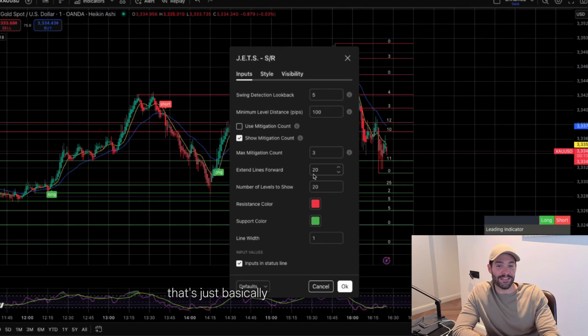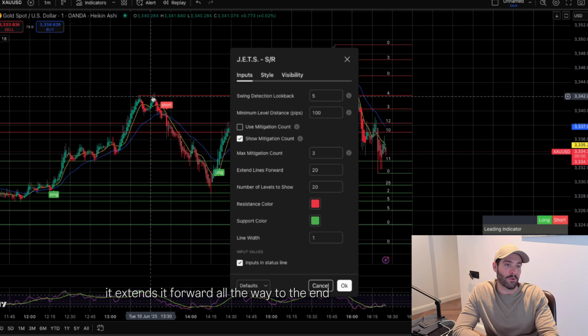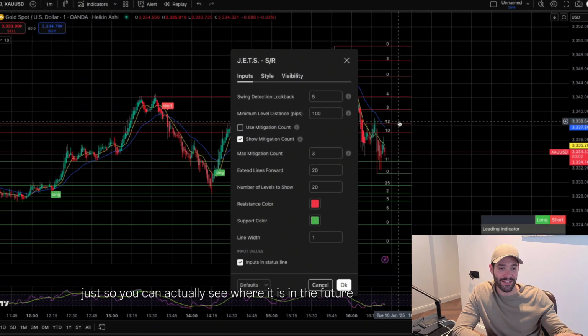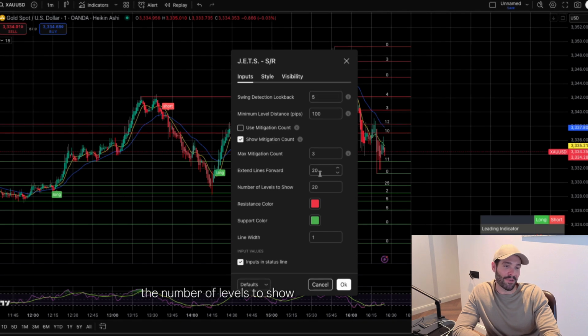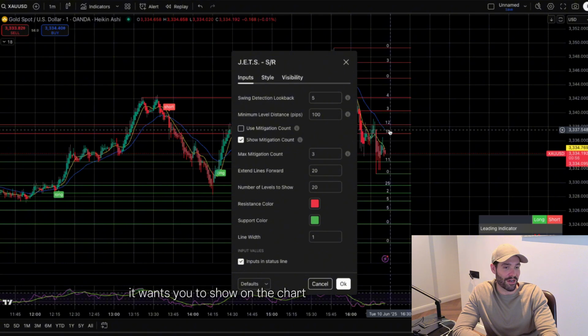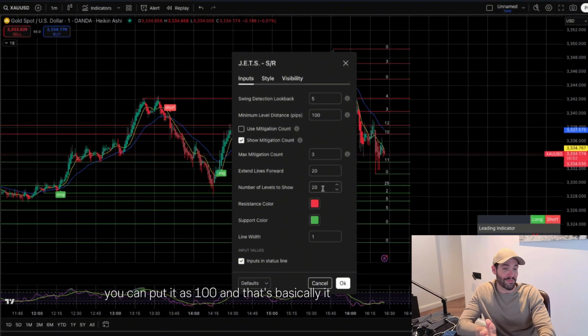Extending lines forward, that's just basically once it's created a support or resistance level, it extends it forward all the way to the end, just so you can actually see where it is in the future in case you need it. And of course the number of levels to show, that's just how many different support and resistance levels it wants you to show on the chart. So if you want it to be less messy, you can put it as like 5, 10, or if you want it to be extra messy, you can put it as 100.